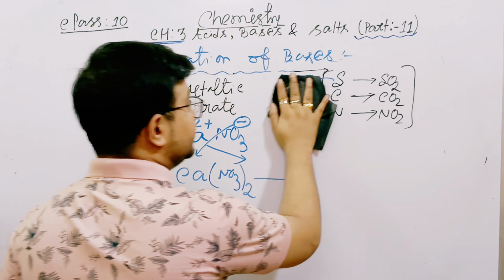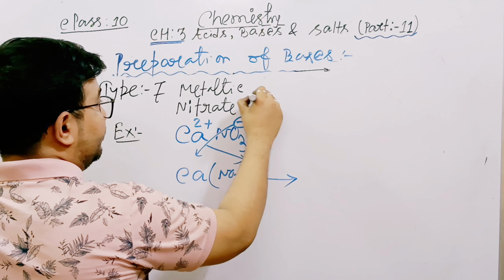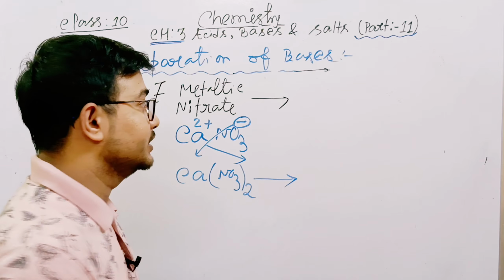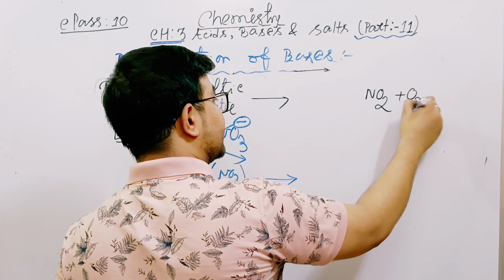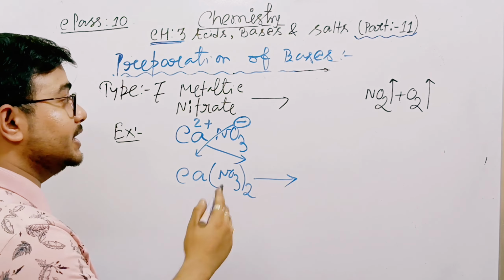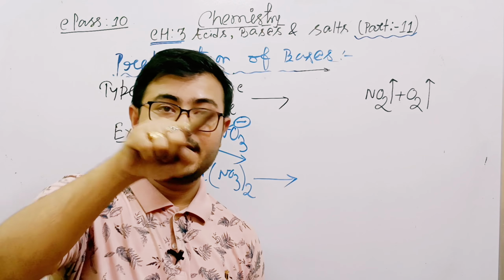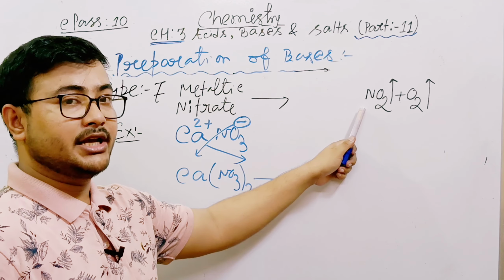Note down this one. What is the product? I have to write down the product here. As I told, nitrate means which gas? Nitrogen dioxide along with oxygen. Keep both in your mind. Nitrogen dioxide, why extra? You can ask me, sir, if S means SO2, sulfur dioxide, carbon means carbon dioxide, nitrogen means nitrogen dioxide, okay.